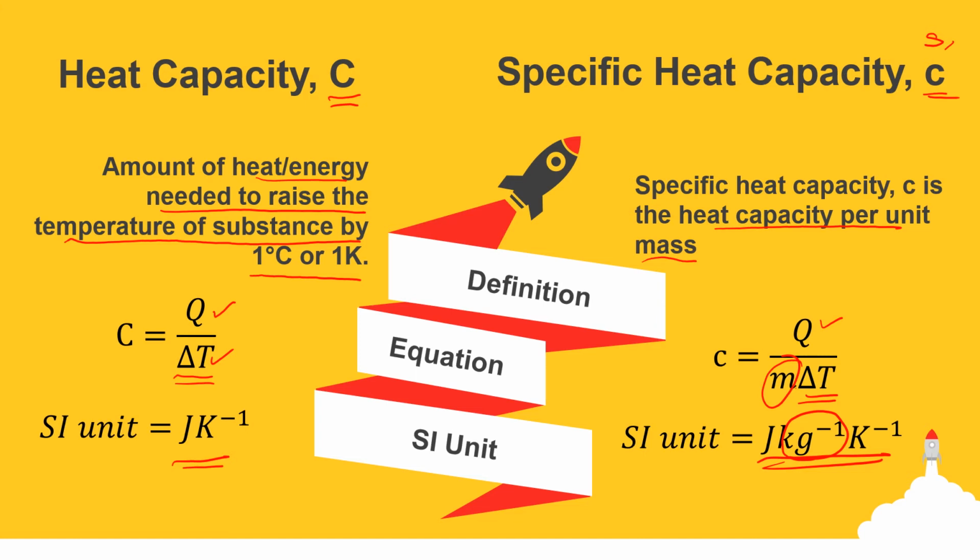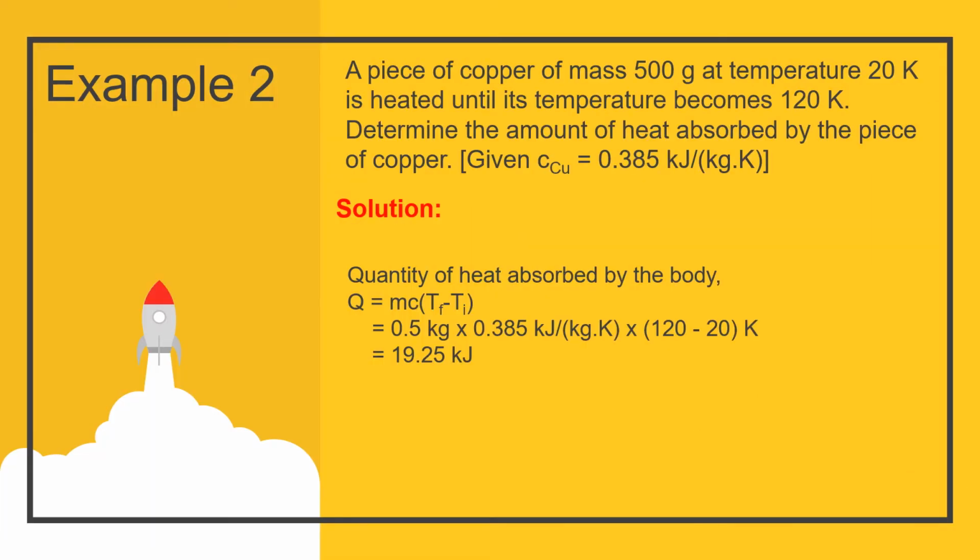So, basically, this value of C and C kecil ataupun S ni, you can get from the table. Okay, the value is a constant for the substance. So, you can get from the table, property table. And then, next is the example.